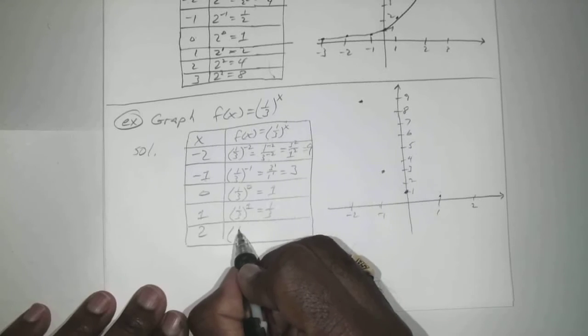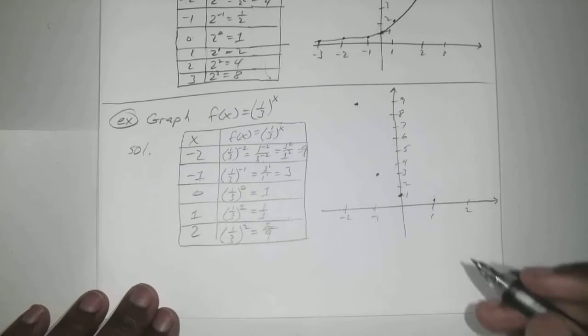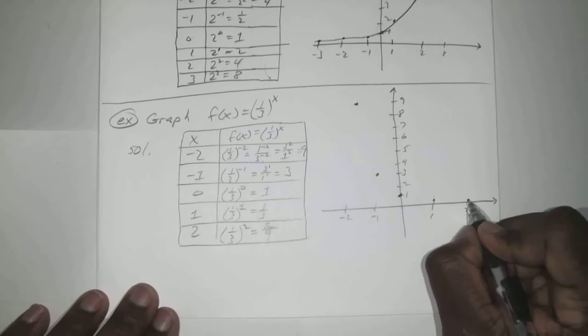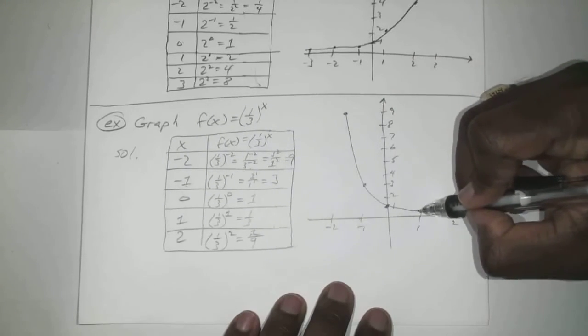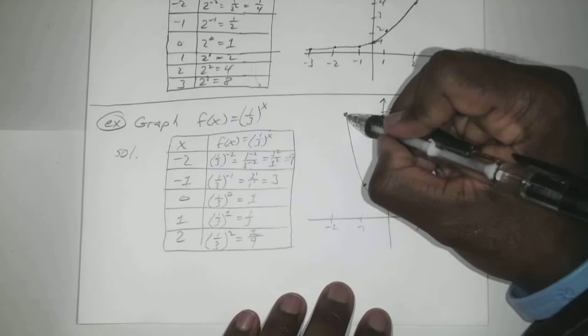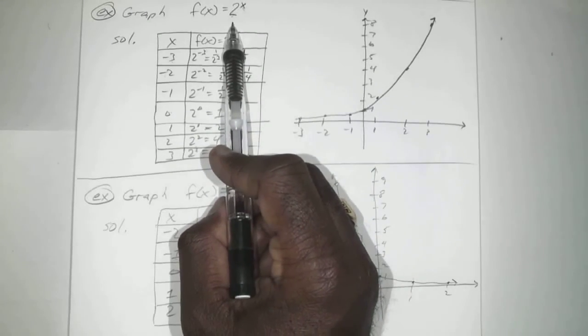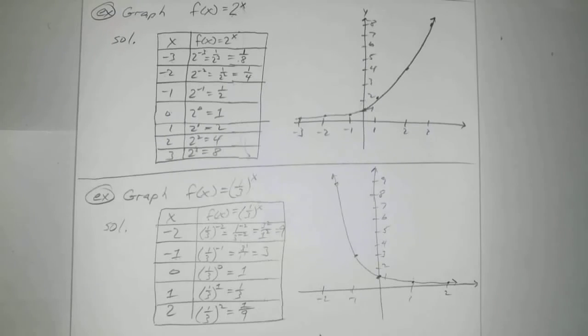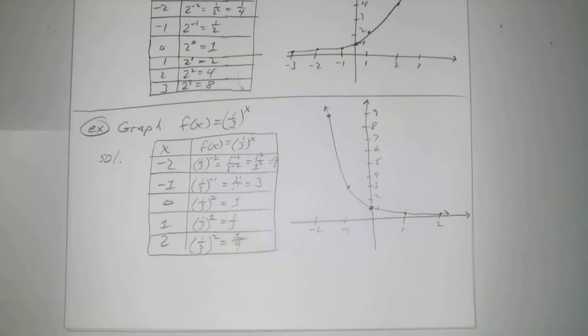And when x is equal to 2, you have 1/3 squared, which is 1/9. So it's a little bit lower. So give or take, it's about right there. So if we go ahead and connect those, yep, we can see that when our base is bigger than 1, it's increasing. And when our base is less than 1, it's going to be decreasing. All right, bring that up a little bit.